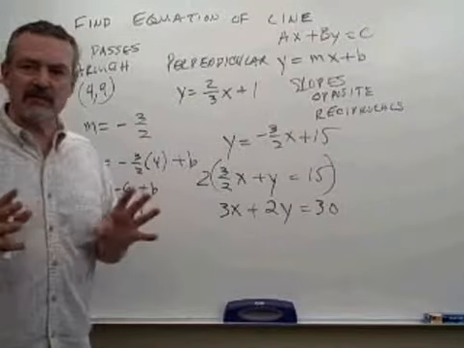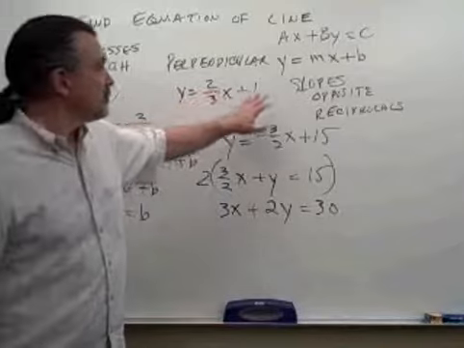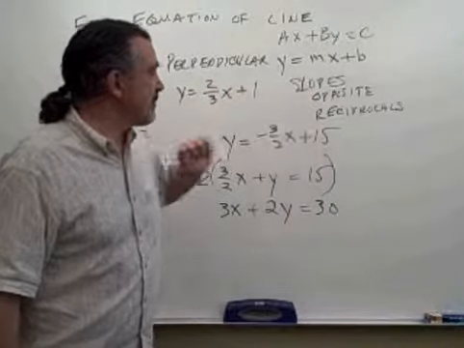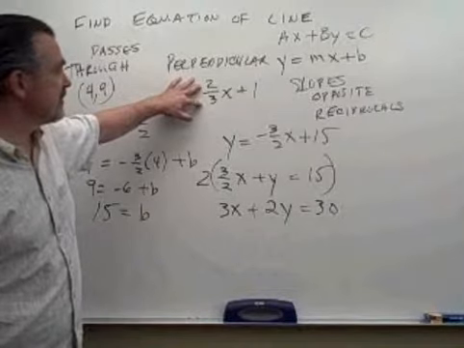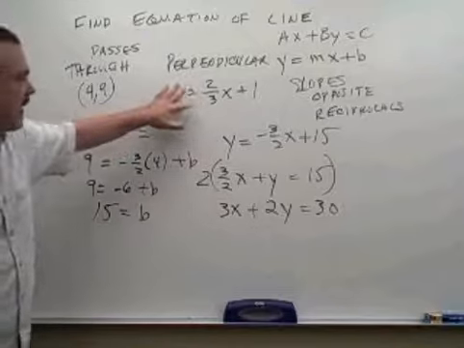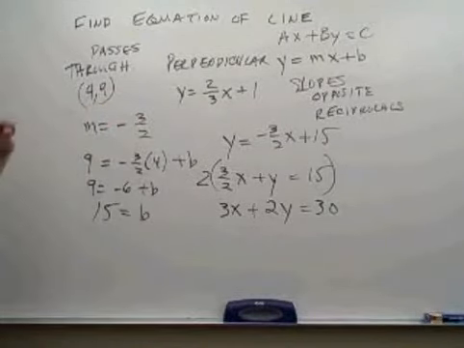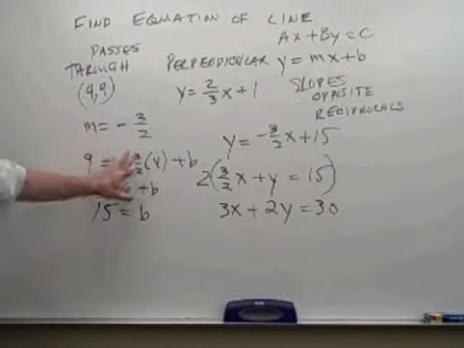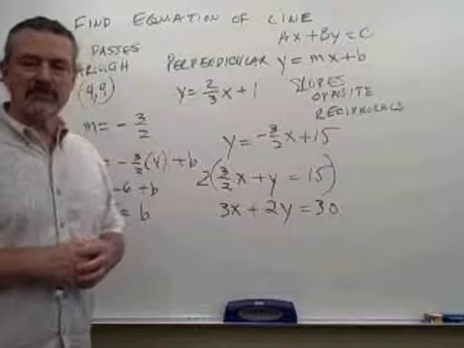In this case, I used my knowledge of the slopes of perpendicular lines. Perpendicular lines, their slopes are opposite reciprocals. So if this line has a slope of 2/3, my line would have a slope of the opposite of that, which would be negative, and the reciprocal of that, 3/2. I used that slope along with my point to find my b, just as we've done before, and we have our equation for this line.